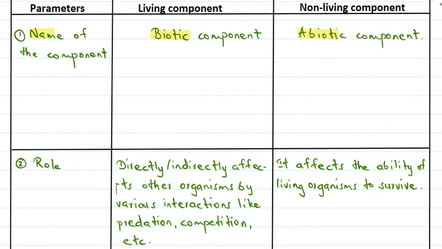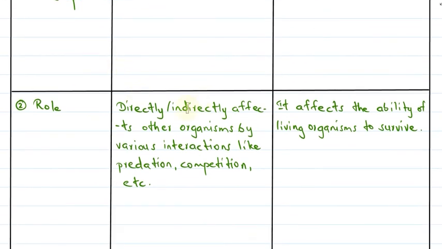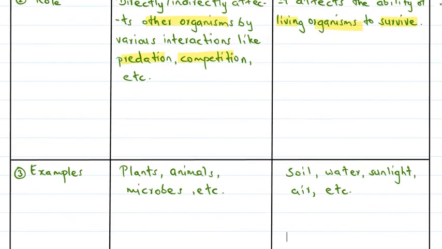Then we studied its role. The living component directly or indirectly affects other organisms by various interactions like predation, competition, symbiosis, etc. And what does the non-living component do? It affects the ability of living organisms to survive. And how does it do so? Because the availability of the non-living component is the deciding factor. It decides the number and type of organisms that can be present or can survive in a given environment.